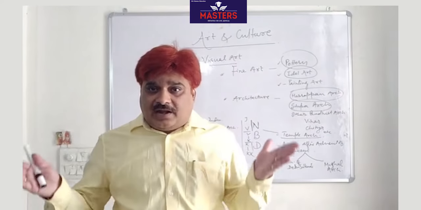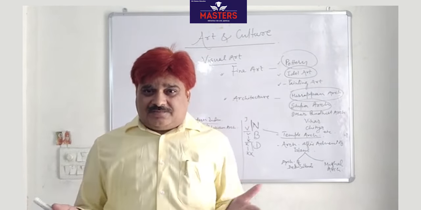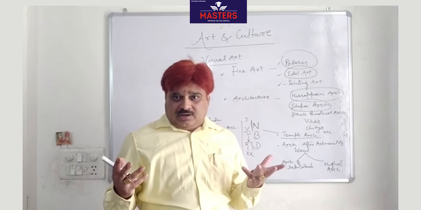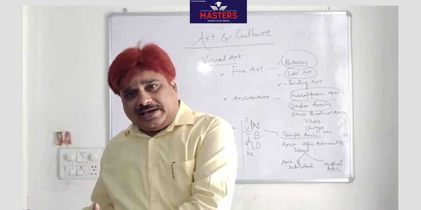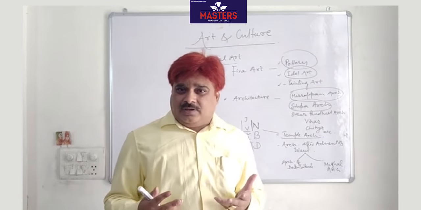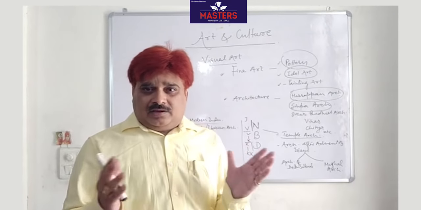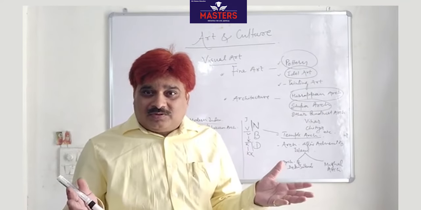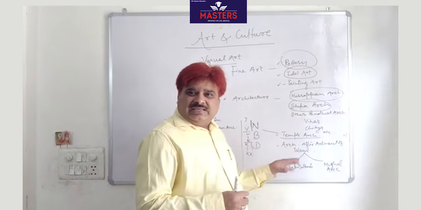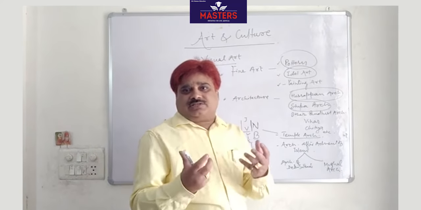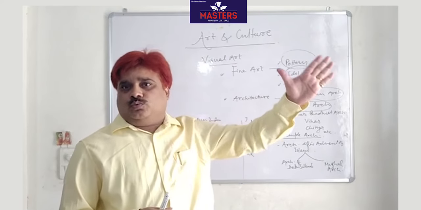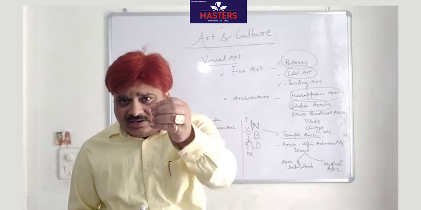And now the topic of architecture after the advent of Islam. After the advent of Islam, we observe two types of architecture: trabeate architecture and arcuate architecture. What are the characteristics of trabeate architecture? What are the characteristics of arcuate architecture? After the synthesis between these two, the result was Indo-Islamic architecture. And we have to read about important architectural constructions of the Delhi Sultanate, like the Quwwat-ul-Islam Mosque, Qutb Minar, Lodi Garden.